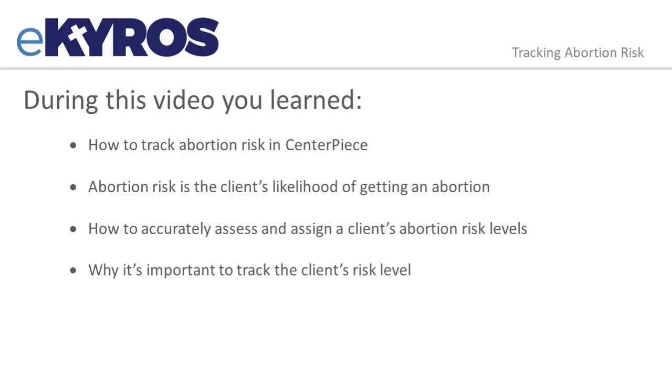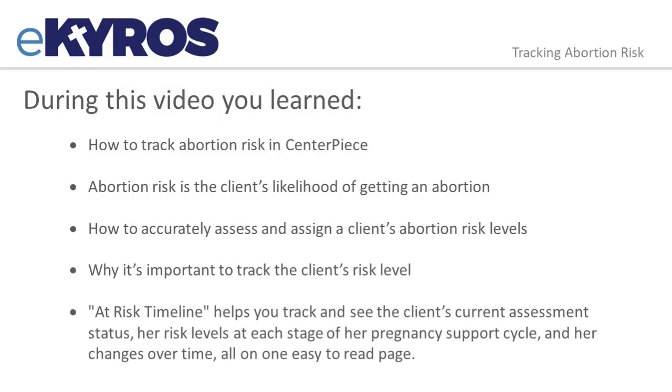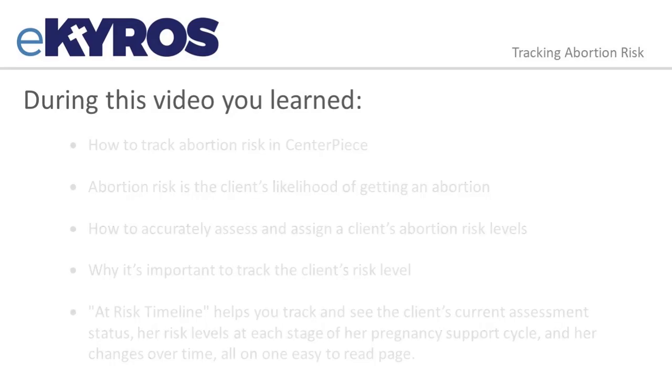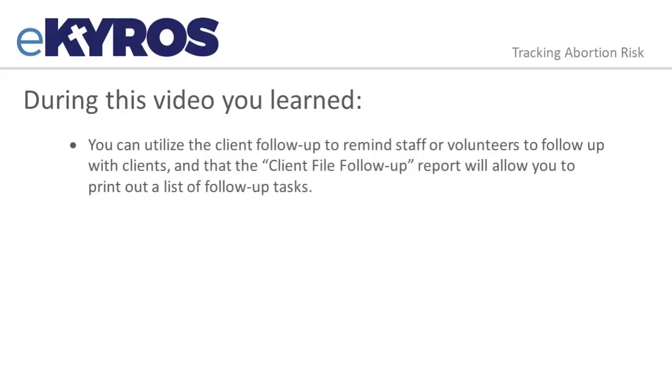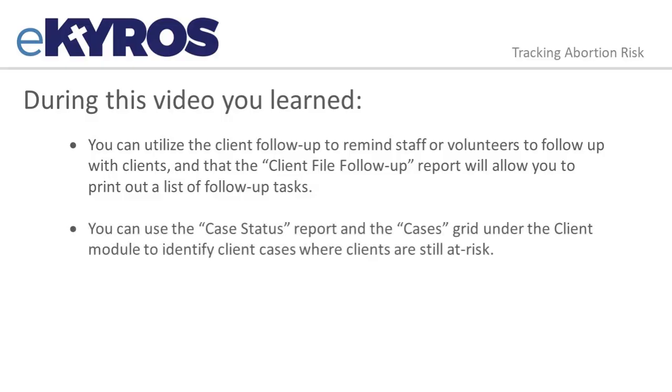You learned why it's important to track the risk levels, and you learned that the at-risk timeline helps you track and see the client's current assessment status, her risk levels at each stage of her pregnancy support cycle, and her changes over time, all on one easy-to-read page. You learned that you can utilize the client file follow-up to remind staff or volunteers to follow up with clients, and that the client file follow-up report will allow you to print out a list of follow-up tasks. You also learned that you can use the case status report and the cases grid under the client module to identify client cases where clients are still at risk.